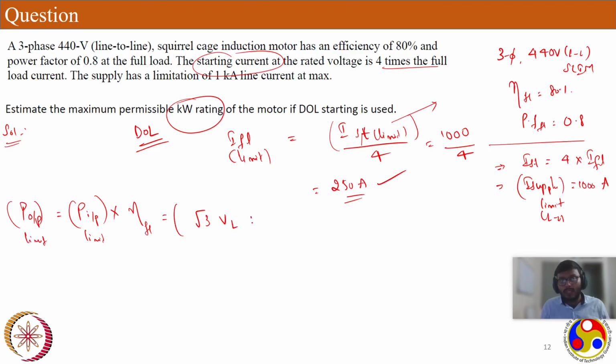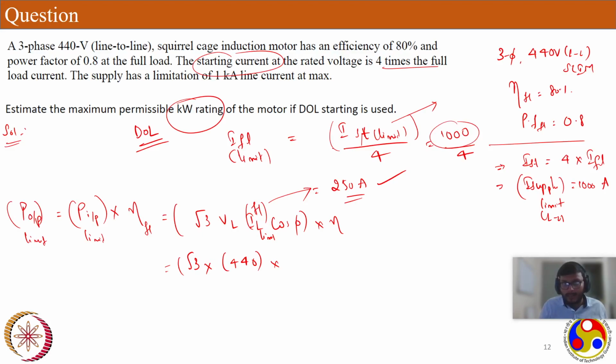Input power is root 3 VL IL cos phi, multiplied by efficiency. So root 3, what is the line to line voltage? It's 440 volts. And here this line current limit will be the full load line current limit which we calculated in this full load limit. Because this 1000 amps is the line to line supply, and this is the full load line to line current, which is nothing but 250 amps.